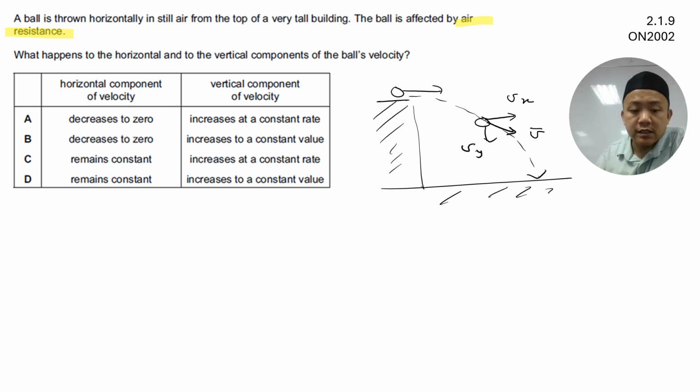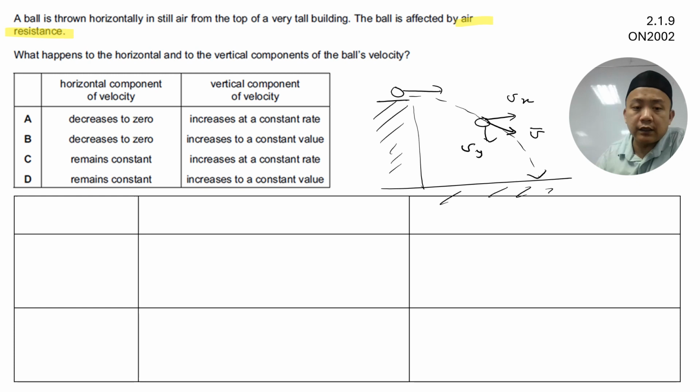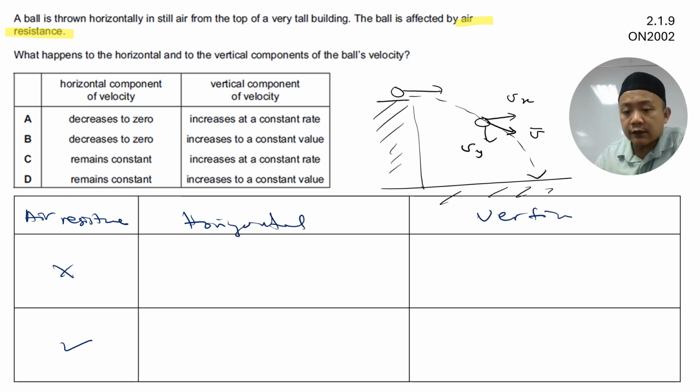Now, in order to answer this question, we need to consider both the horizontal and vertical components of the velocity. So that means we separate their components. Just for the sake of discussion, I will consider both situations, one where air resistance is neglected and the other where air resistance is considered, just to make a comparison. We consider the horizontal component first, and later the vertical component. So when we do not have any air resistance, what happens to the horizontal component of our ball?